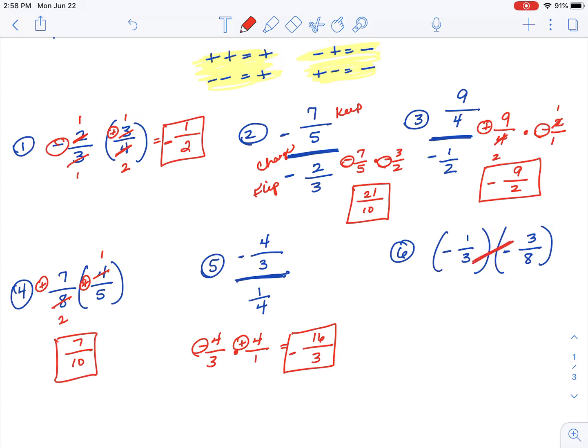I look across this way on number 6, and 3 is divisible by 3. So 3 divided by 3 is 1, and 3 divided by 3 is 1. I look across this way, and I have a 1, so 1 is done. Cannot do anything that way. So my answer is going to be 1/8, and it's going to be a positive 1/8 because negative times negative makes a positive.